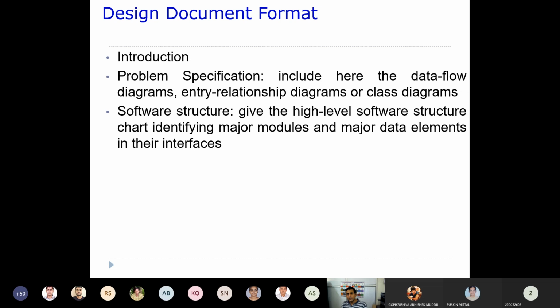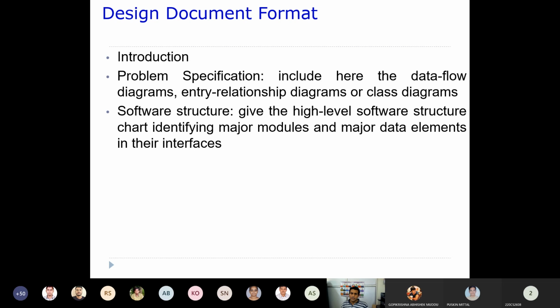Okay, so by using some data flow diagrams, we'll talk about data flow diagrams, and you might have learned entity relationship diagrams in your database course, right? And you might have gone through class diagrams, right? Because here you will have a certain number of classes. And in this part of the design document format, you will have a structure chart. That is exactly one of the important deliverables from this design phase, right?